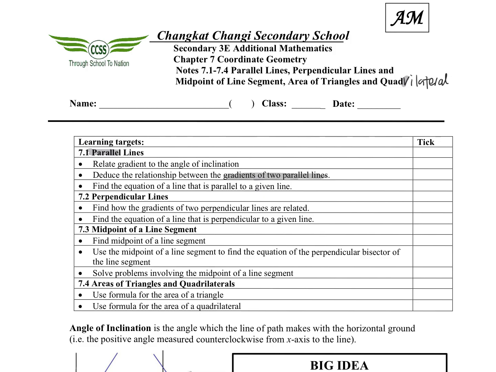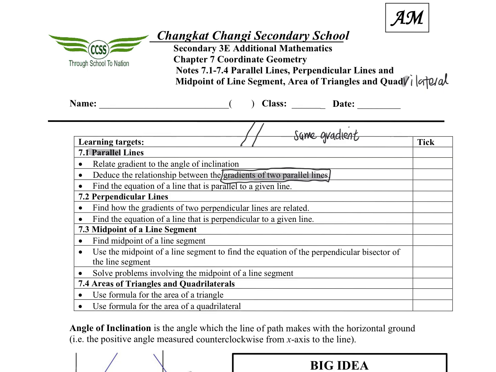Okay, so this 7.1, it's a re-emphasis of what you have learned in E-Math. When you have two parallel lines, they have the same gradient. So 7.1 is nothing new to you. So in fact, tomorrow's quiz is during the single period for A-Math.